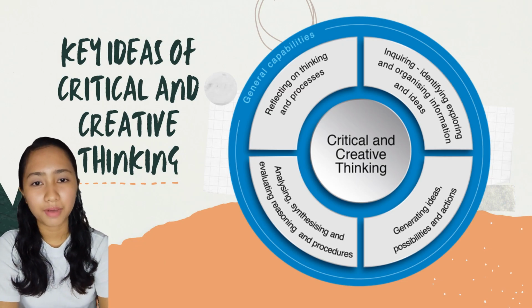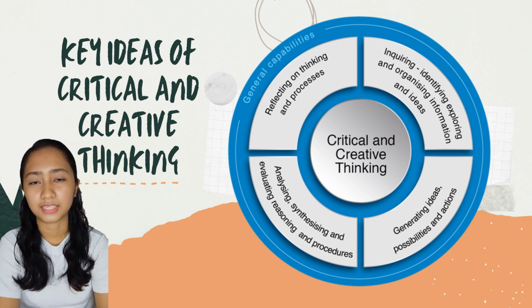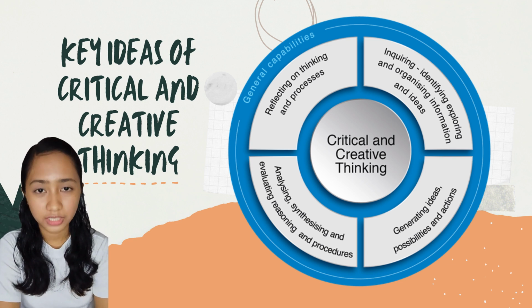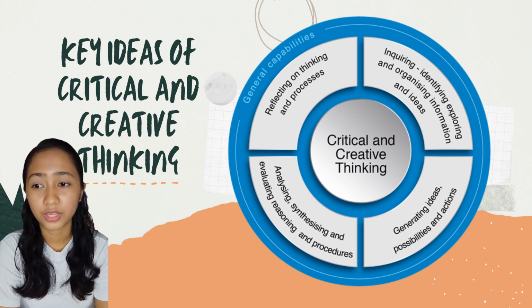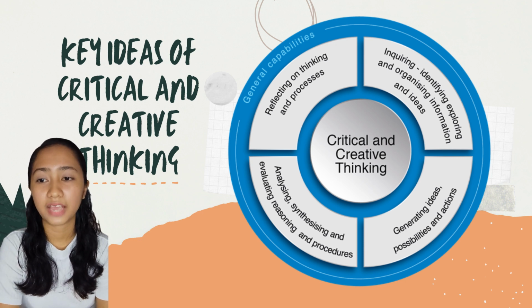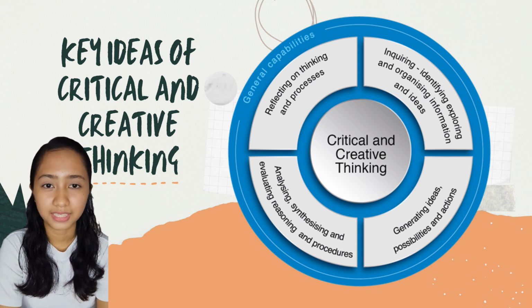In order for us to sum up what we have gained from the discussions about critical thinking and creative thinking skills, we have these key ideas. So the general capabilities of critical and creative thinking skills include reflecting on thinking and processes. Next is inquiring, which include identifying, exploring, and organizing information and ideas. The third one is analyzing. This includes synthesizing, evaluating, reasoning, and procedures. And the last one is generating ideas, possibilities, and actions.